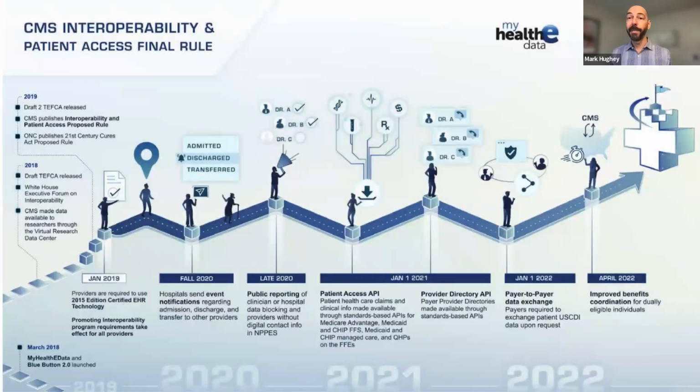So let's talk a little bit about when. This is a slide from the CMS website showing the implementation timeline for the interoperability and patient access rules. In the center of the graphic, you can see that January 1st, 2021 was the deadline for the patient access API and provider directory API. In response to the pandemic's impact on the healthcare industry, a 6-month enforcement discretion was exercised, pushing that date out to July of 2021.